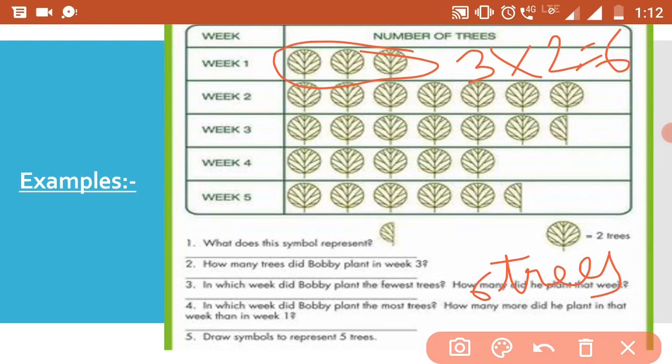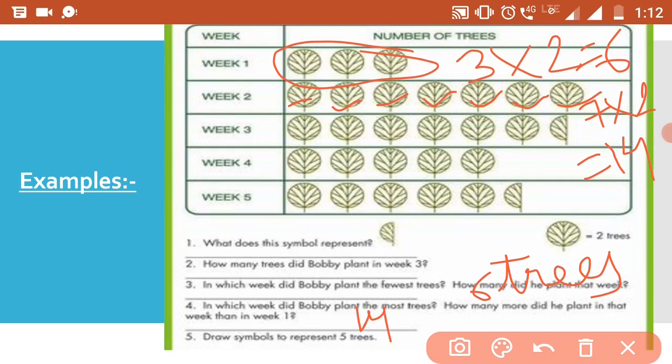Next question, in which week did Bobby plant the most trees? Let's find out from the graph above. You can use the symbols. You can see that week 2 has the maximum, and let's count 1, 2, 3, 4, 5, 6, 7, but each tree symbol represents two trees, so 7 multiply 2. How many trees will there be? 14 trees, right? So how many did he plant? 14.